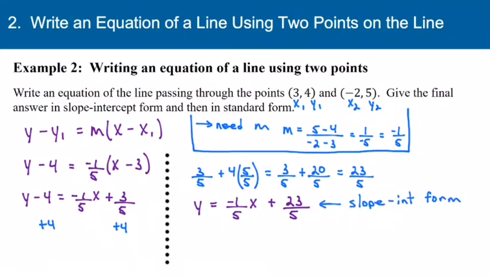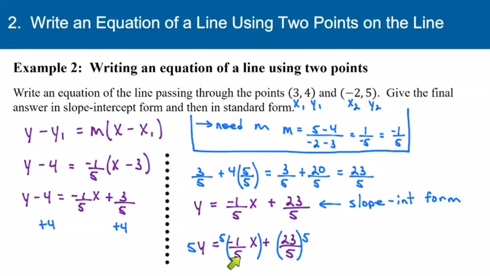Now, they also asked us to get the equation in standard form. So remember, standard form is ax plus by equals c. In other words, we need the x and the y on the same side of the equal mark, we need the constant on the right side, and we need to eliminate these denominators. So we'll start here by multiplying both sides by 5. I'm going to multiply every term by 5, and let's see what happens.